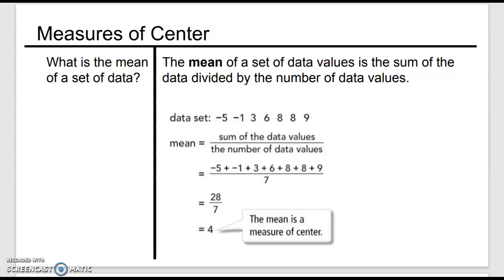To calculate mean, we find the sum of the data values over the number of data values in our set. We are going to add -5 plus -1 plus 3 plus 6 plus 8 plus 8 plus 9 and divide that number by 7. When we add those numbers together, we find the sum of 28. Divided by 7, because that's the number of values in our data set, we get 4. That tells us the mean is going to be 4 for our data set.